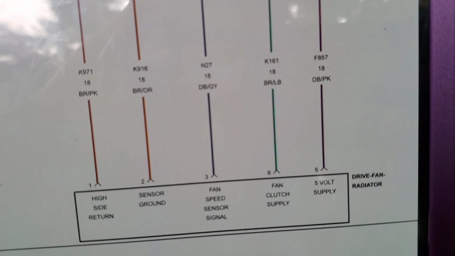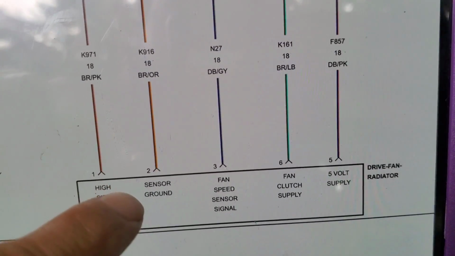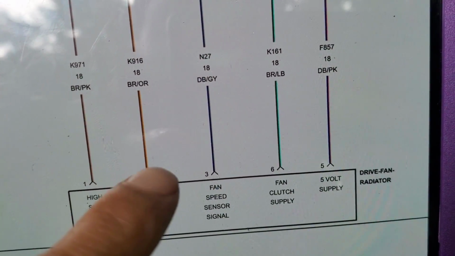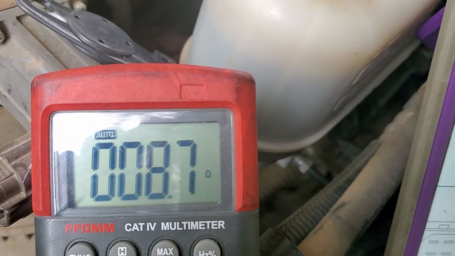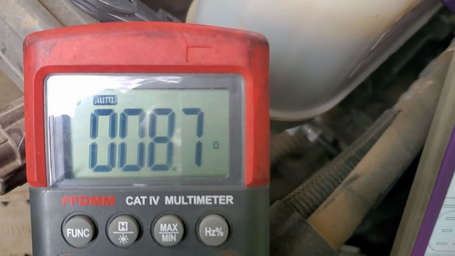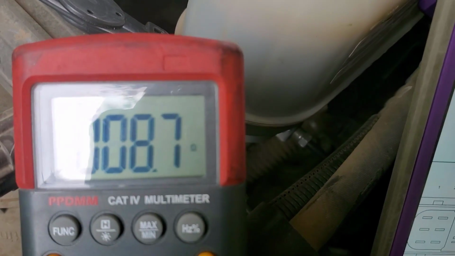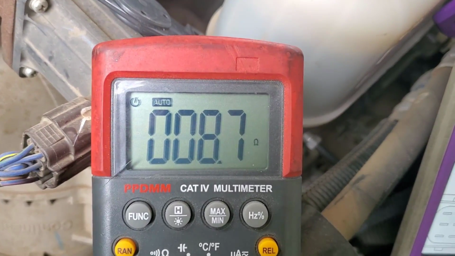Okay, so we have here connected in between pin 1 and 6, and we have 8.7 ohms. Cannot get a good capture here. You see that one here? I got that one, pin 1 and 6.